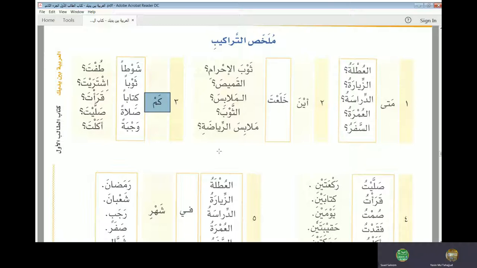Kam shawatan tufta? That is how many rounds of tawaf you did? That's right. Okay. How many rounds of tawaf? Okay.